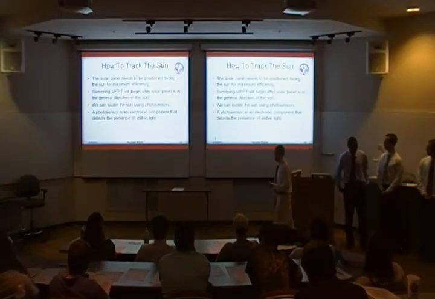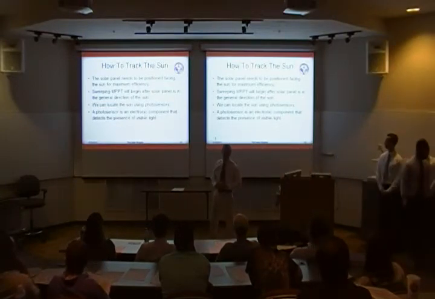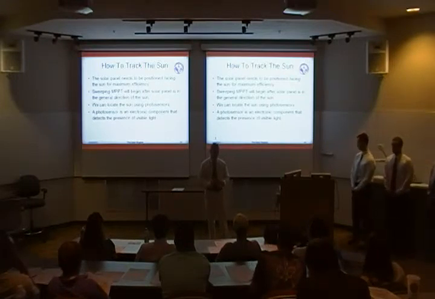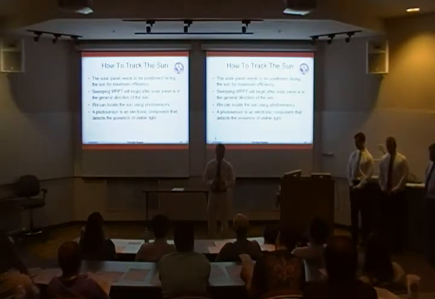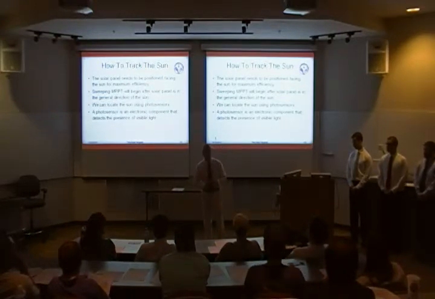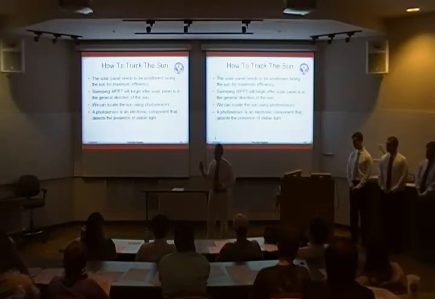As we mentioned, we're using two methods to position the solar panel. First, we're going to use sensors to determine the position of the sun. The sensors that we're using fall under the category of photosensors because they are used to detect the presence of visible light.